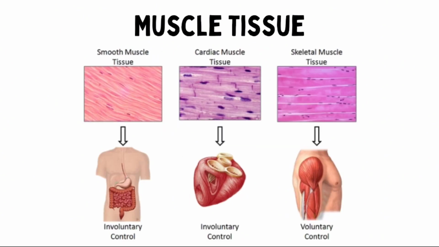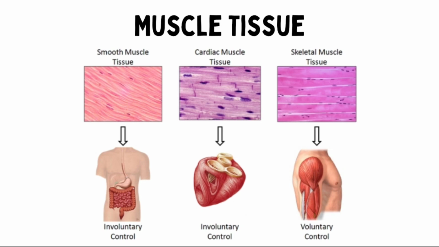Muscle tissue is made up of elongated cells called muscle fibers, which use ATP to generate force. These tissues are in charge of body movements. Other functions are to maintain posture, generate heat, and provide protection. There are three types of muscle tissues.